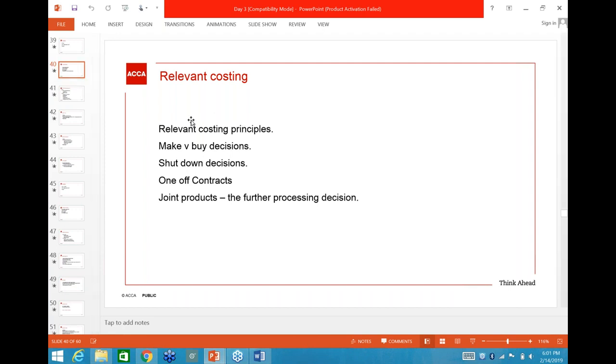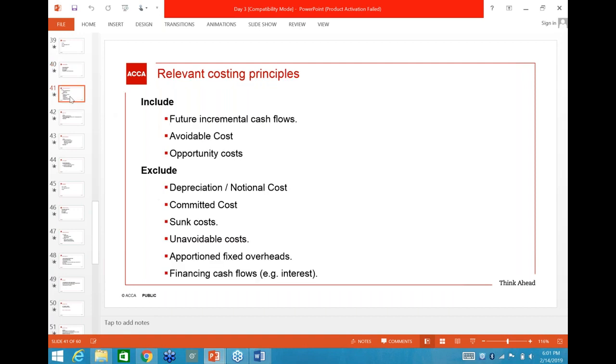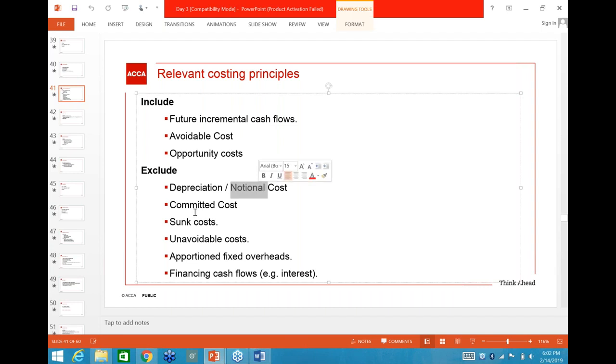What are the relevant costing principles? Under this, we have four sub areas: make versus buy decisions, shutdown decisions, one-off contracts, and joint products, that is further processing decisions, etc. So the relevant costing principles: you have to take future incremental cash flows, take the avoidable cost and the opportunity cost, and exclude non-cash flow items such as depreciation and notional cost. Other costs such as committed cost, sunk cost, unavoidable cost, fixed overheads, financing cash flows, or interest should be excluded.